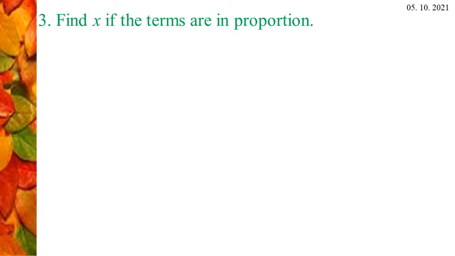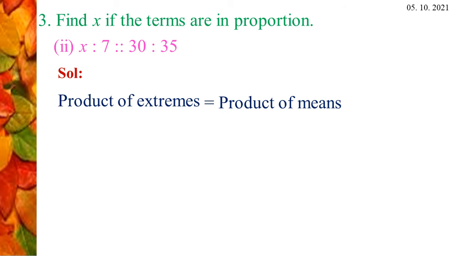Third problem: find x if the terms are in proportion. Second question: x is to 7 as 30 is to 35. Here four terms are given, and the first term is missing; that value is x. So we have to find the x value. Let us find the solution.